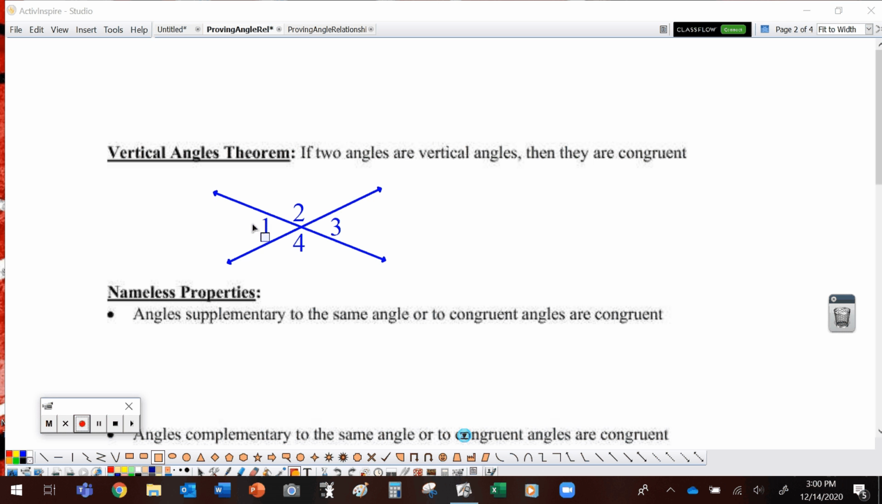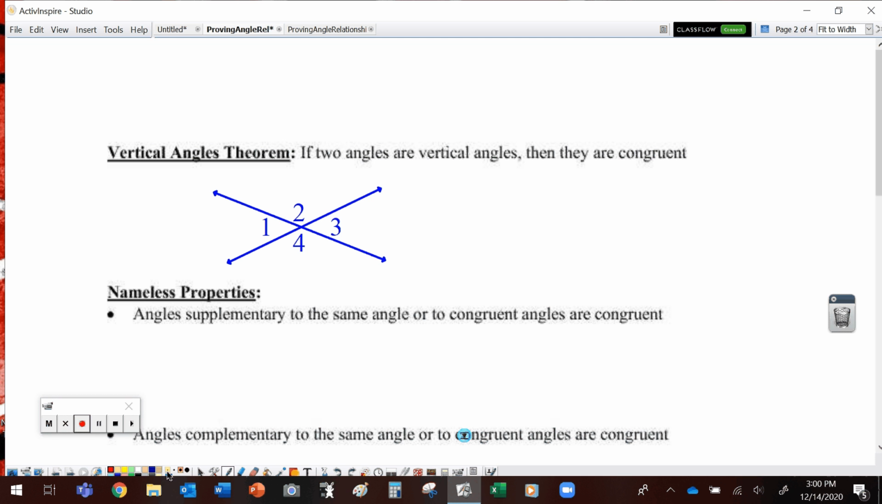Well, we talked about what vertical angles were way back when. If we look at this diagram here, vertical angles are angles formed by 2 lines who are non-adjacent. So angle 1 and angle 3 would be vertical angles, and those 2 angles are going to be congruent. Angle 2 and angle 4 are vertical angles, and they are going to be congruent.